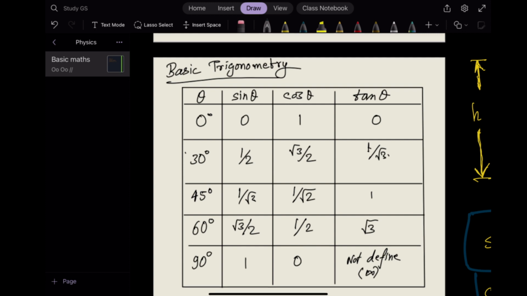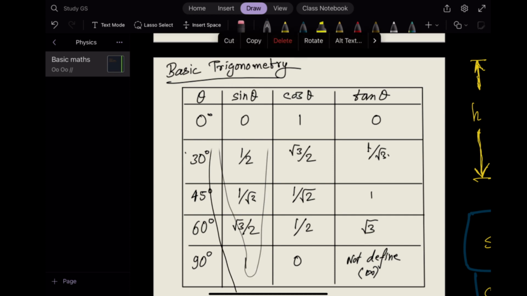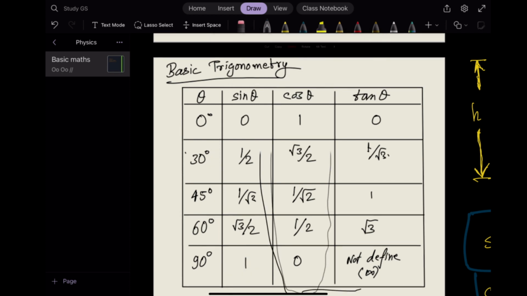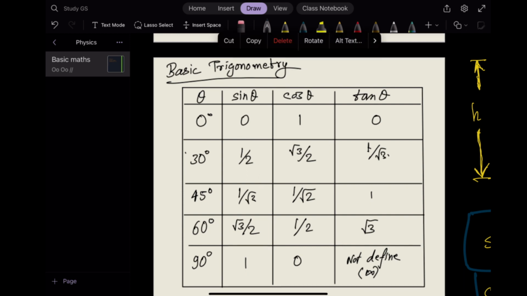There is a very simple way to remember this. If you remember the sine column, you are remembering the cos column as well. How? See, in case of sine theta, 0 degree gives 0, 30 degree half, 45 degree 1 by root 2, 60 degree root 3 by 2, 90 degree 1. In case of cos theta, cos 0 degree is 1, cos 30 degree root 3 by 2, cos 45 degree 1 by root 2, cos 60 degree 1 by 2, cos 90 degree 0.